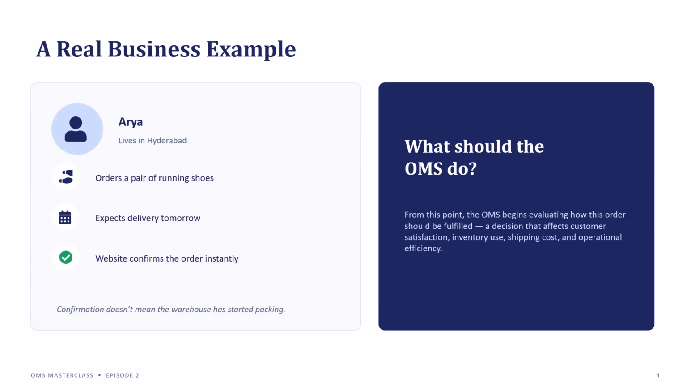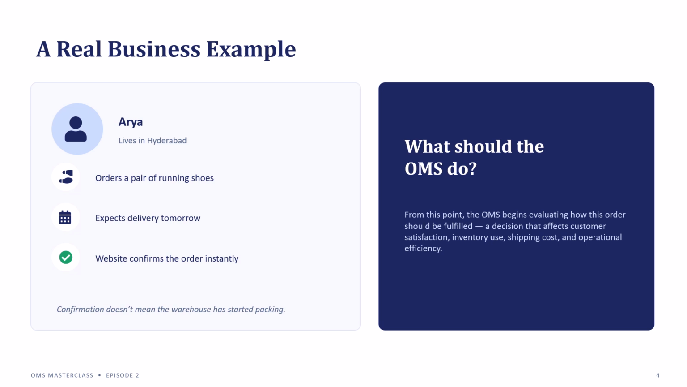Now, let's understand how an OMS thinks through a simple real world example. Meet Arya. Arya lives in Hyderabad and wants to buy a pair of running shoes from an online store. He finds the product, places the order, and while checking out, the website promises delivery by tomorrow. From Arya's perspective, everything is complete. He has paid for the order and expects it to arrive the next day. But for the OMS, this is where the real decision making begins.